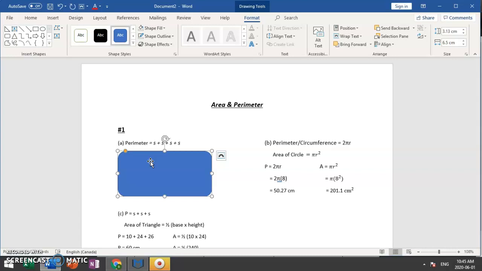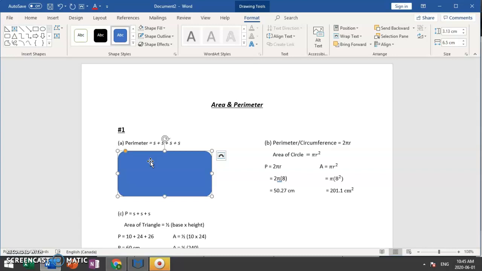In this geometry and measurement unit, it's mainly just about using the equations properly and knowing what equation to use. And you're going to always be able to use a list of all the equations in front of you whenever you do work in this unit. So you won't have to memorize any of these equations, but just know how to use them. And we're going to go through that right now.